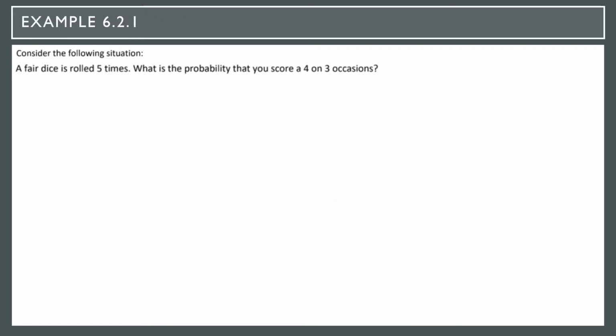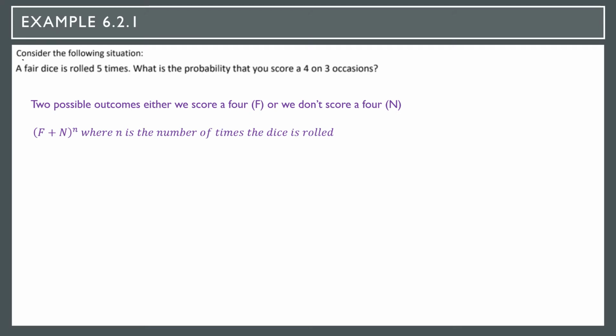Example 6.2.1. Considering the situation where a fair dice is rolled 5 times, what is the probability that you score a 4 on 3 occasions? There are two possibilities for this experiment. Either we score a 4 or we don't score a 4, and that's for each roll of our dice. These two possibilities can be written as a binomial, (f + n)^n, where f is us scoring a 4 and n is us not scoring a 4, and then we raise that to the power of n, where n is the number of times the dice is rolled, so in this case 5. So here we have (f + n)^5 alongside its binomial expansion.